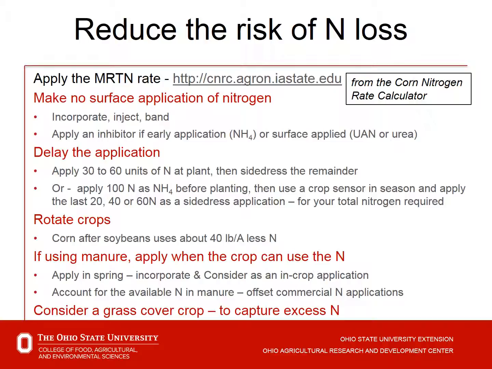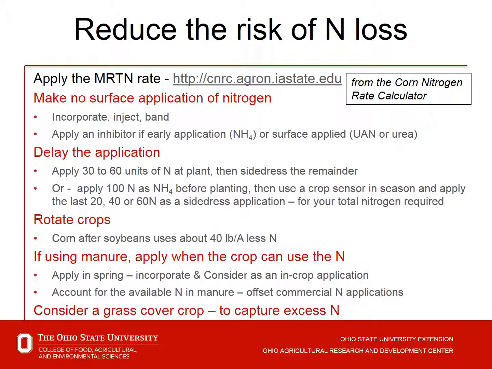So how can we reduce the risk of nitrogen loss? I think our first goal should be to start with the application of that MRTN rate, that corn nitrogen rate calculator rate. And again, the Iowa State University's website for that online calculator is available. I would also make the suggestion that we make no surface application of nitrogen. Incorporate it, band it, inject it, whatever it may take, but get it below the surface.